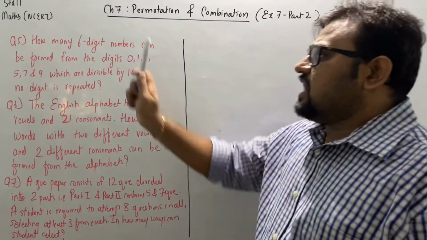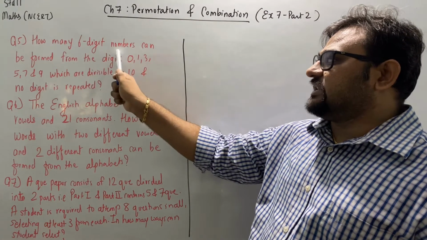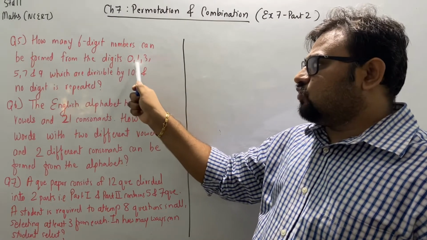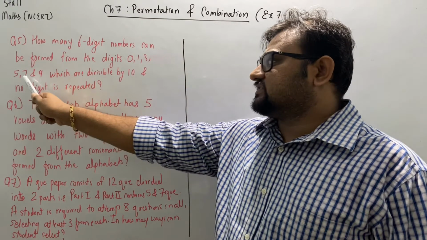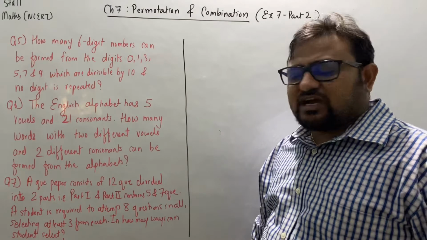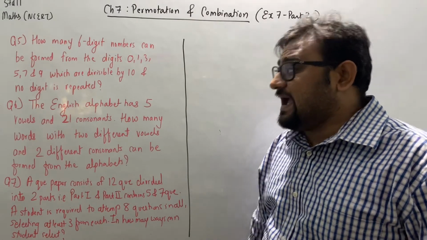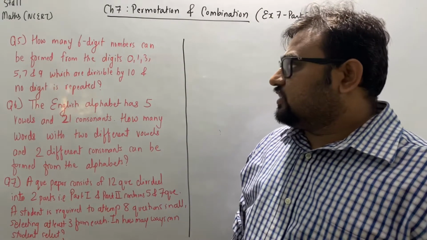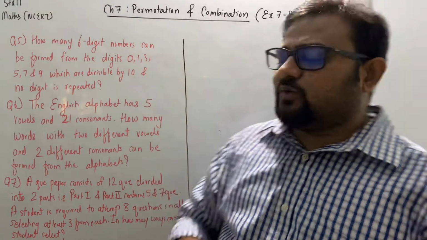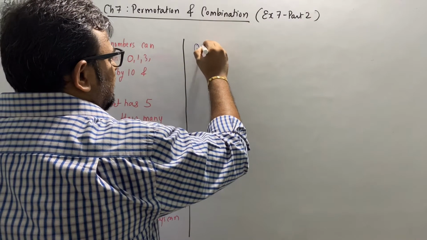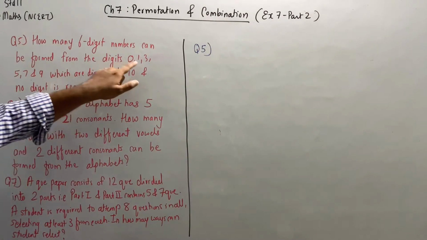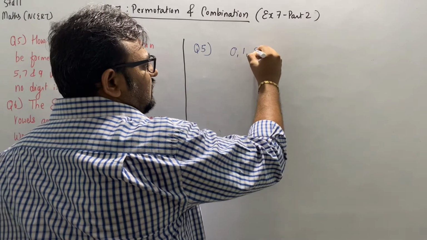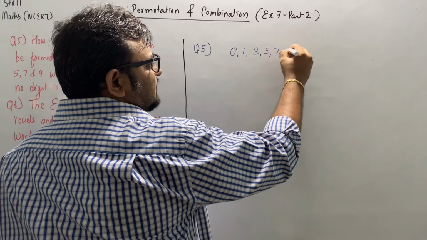Okay, so see here, how many 6-digit numbers can be formed from the digits 0, 1, 3, 5, 7 and 9 which are divisible by 10 and no digit is repeated? Okay, so now see which numbers are given in question number 5. Which numbers are given? 0, 1, 3, 5, 7 and 9.